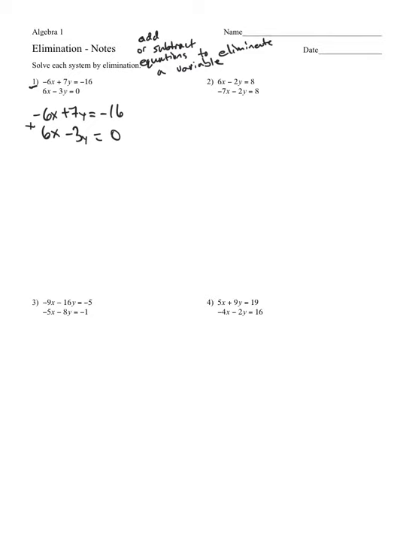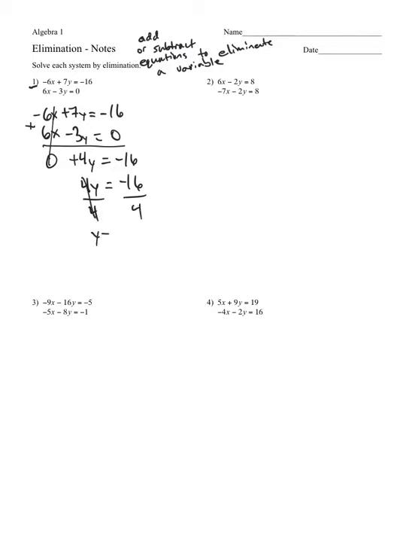something interesting happens if we're adding the two equations together here. Negative 6x plus 6x, well, that's 0. Eliminating those x's. 7y plus negative 3, that would be a 7 minus 3. So that would be a plus 4y equals negative 16 plus 0, negative 16. So eliminating the variable x leaves you an equation with just the variable y.